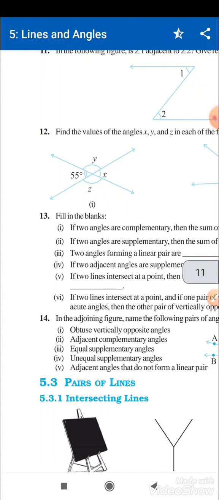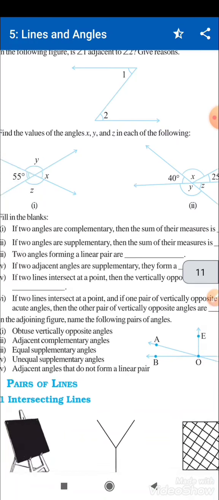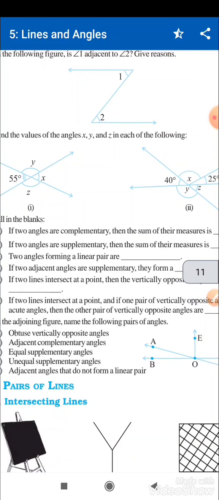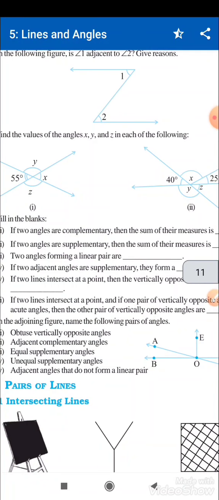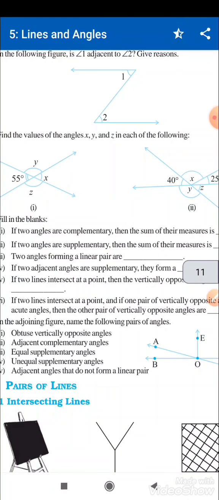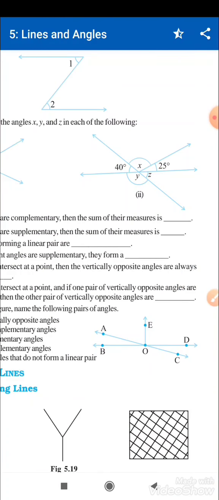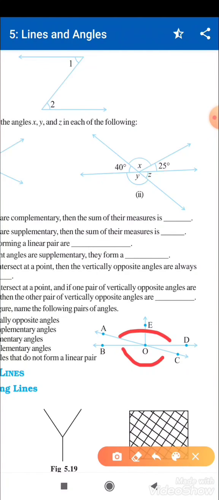In the 14th question, we have to find the pairs of angles from the figure, and our first part is obtuse vertically opposite angles. It means we have to find out the vertically opposite angles which are obtuse. Obtuse means whose measurement is greater than 90 degree. So here we have two vertically opposite angles whose measurement is greater than 90 degree, and the pair is angle AOD and BOC.